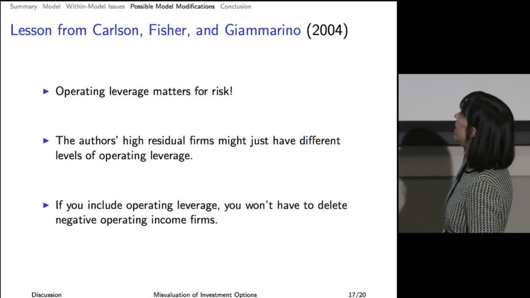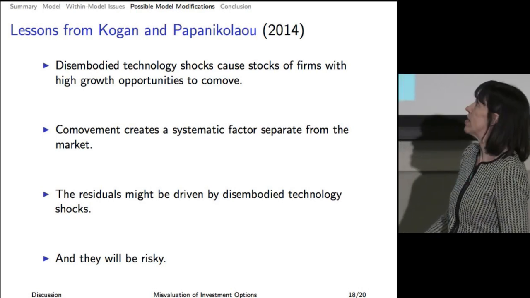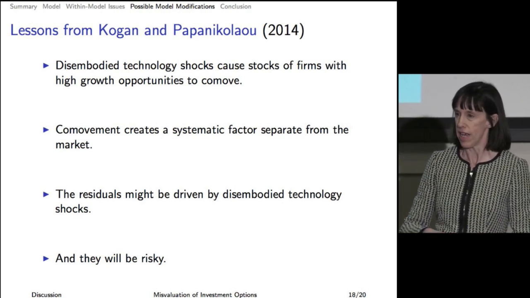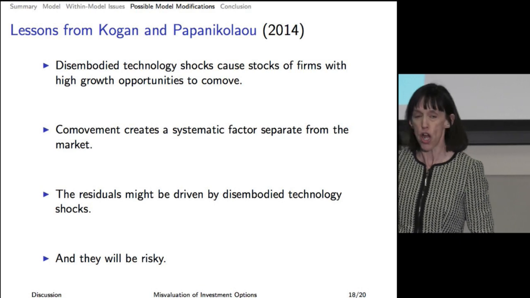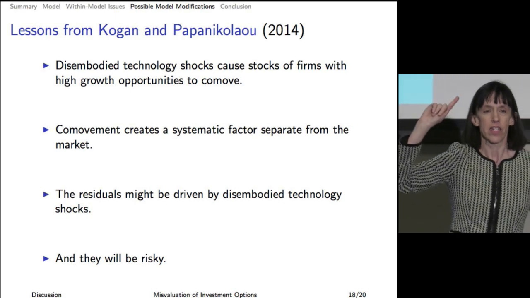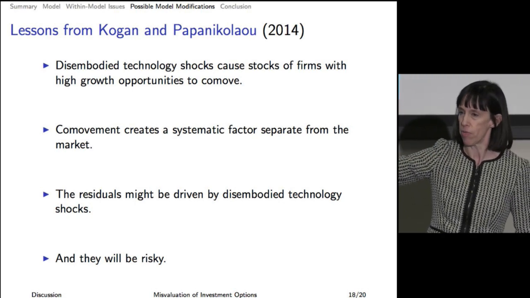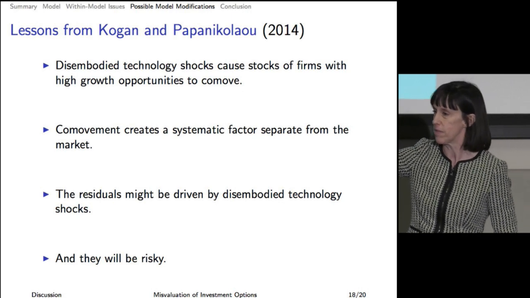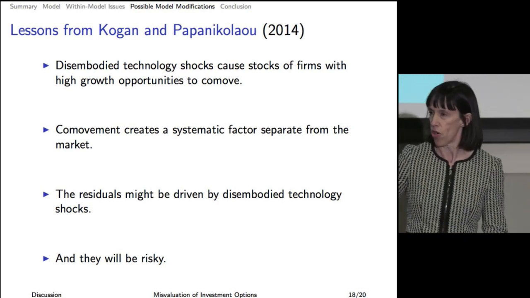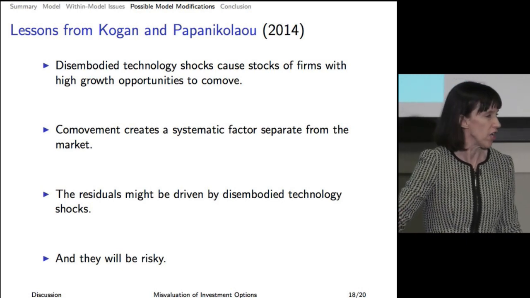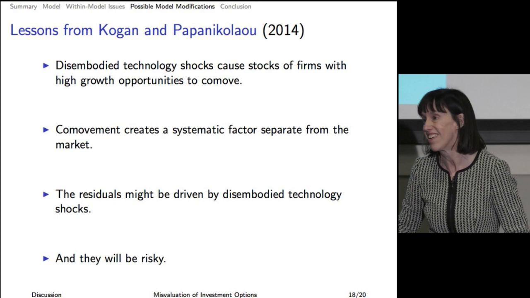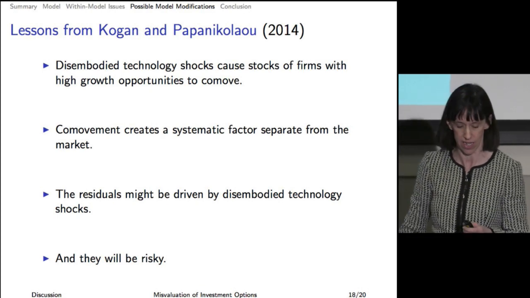And then one last lesson. We'll fast forward 10 years. Leonid and co-authors, Dimitris, have made the point that if you have a model that has shocks not only to assets in place, but to growth opportunities, then the returns of these high growth opportunity stocks covary, and that covariance creates a risk factor, which is kind of a neat result. So what if the world is a disembodied technological shock world, and they're estimating the wrong model? Those residuals are going to be risky, and then they would show up in those asset pricing tests.